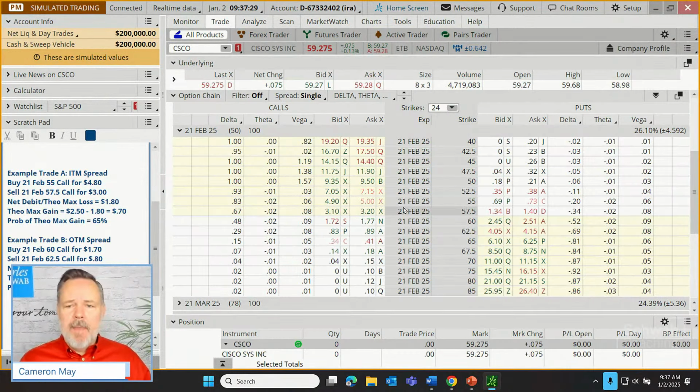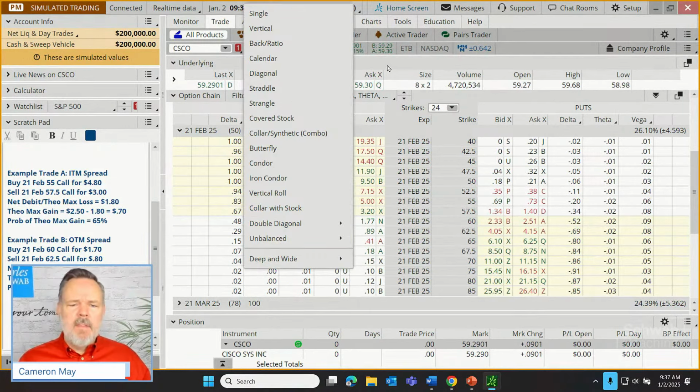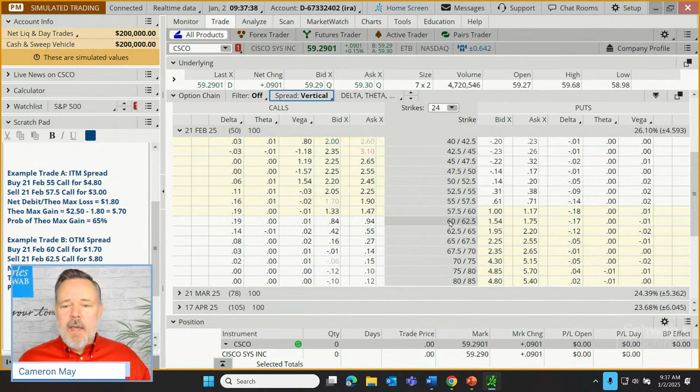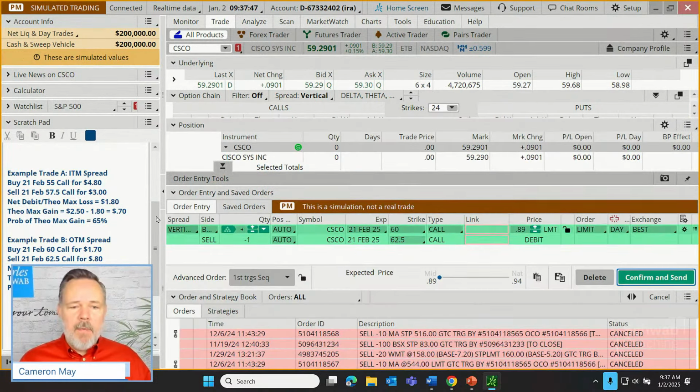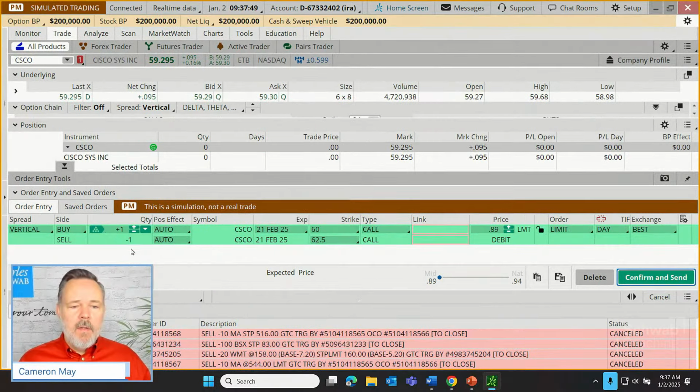Let's go to our trade tab. I'm going to change our spread from single. This isn't the only way to place this trade, but it's one of the ways. Let's change that to vertical. And there's our 60, 62.5 set of strikes. I'm going to click on that ask price to create a buy order. That brings up an order for just one contract. So if we did one, let's set this for 90 cents, see if we can get a fill at 90 cents. 90 cents would be a $90 risk.